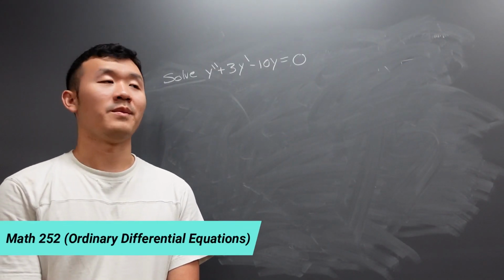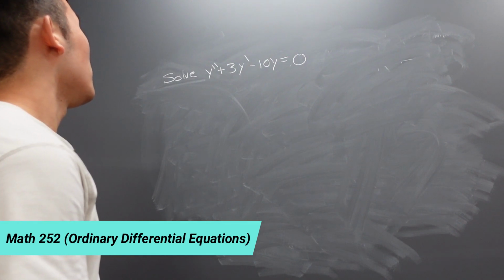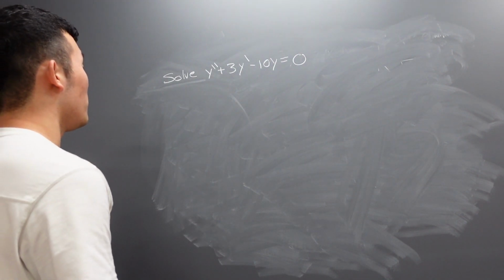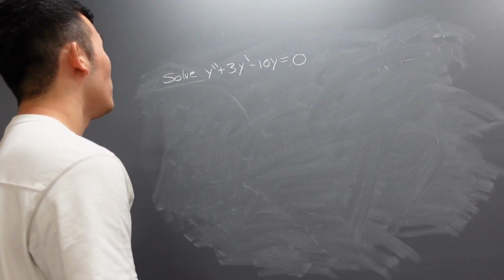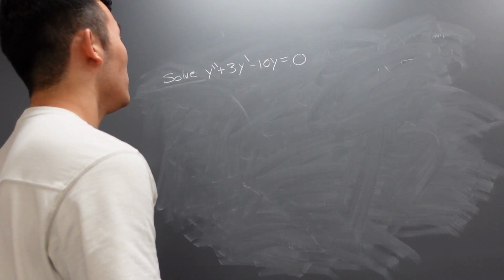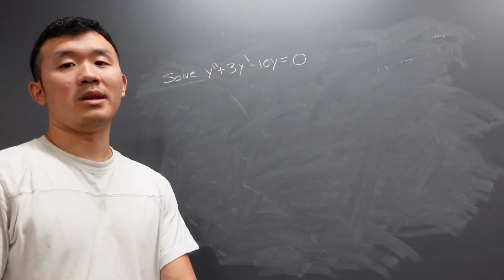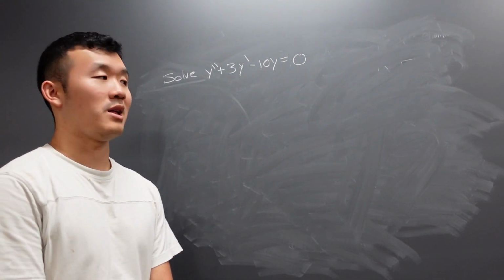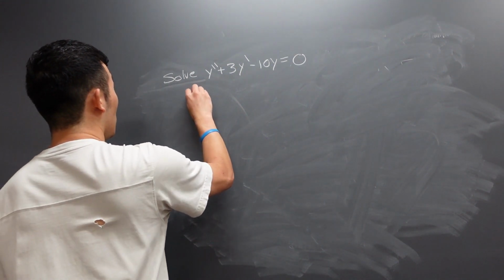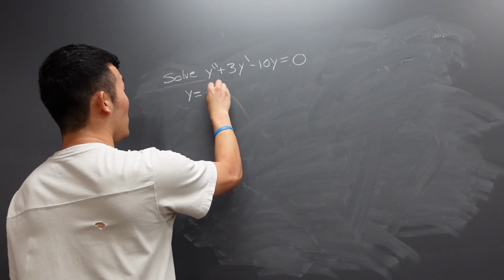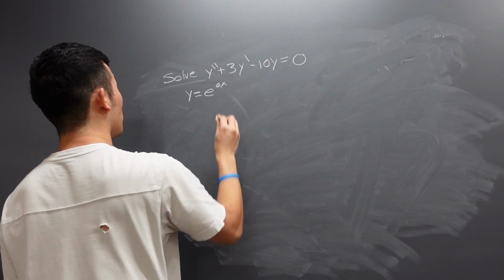Alright, so in this next problem here, we're trying to solve this second order linear differential equation. So we have y double prime plus 3y prime minus 10y is equal to 0. And I remembered this from my differential equations class. The first step I would do is write y is equal to e to the ax.